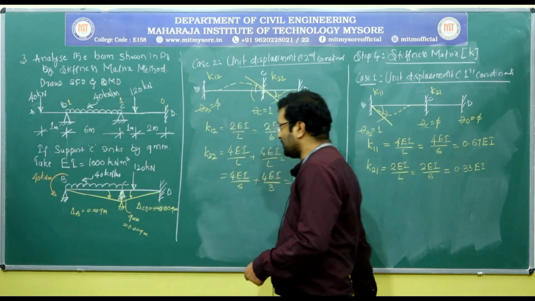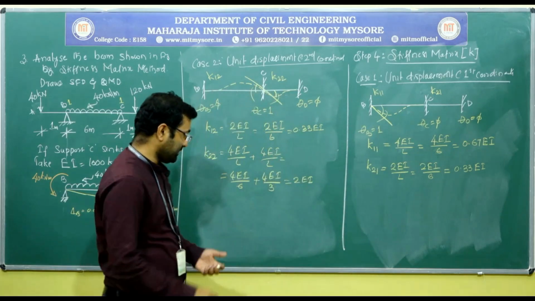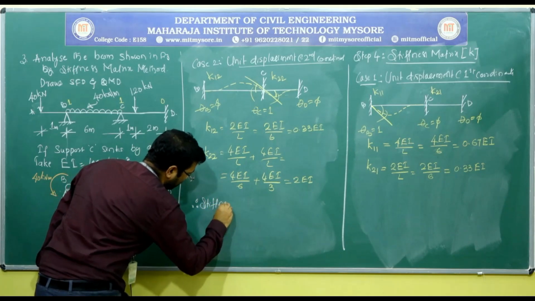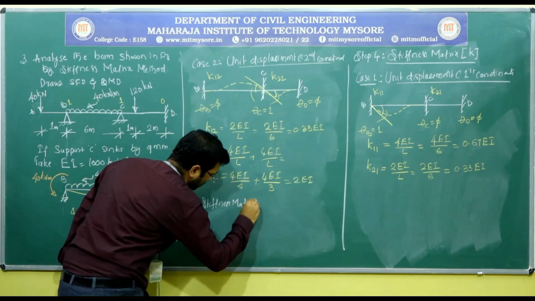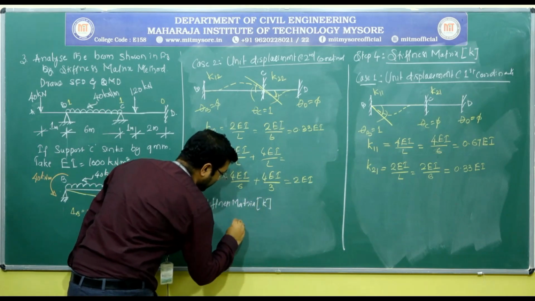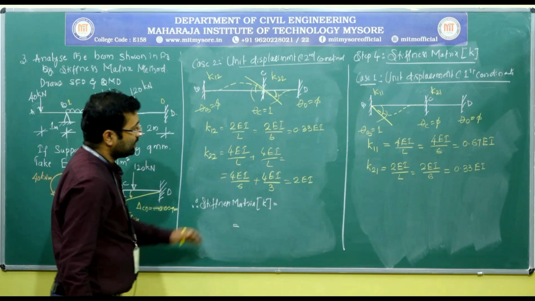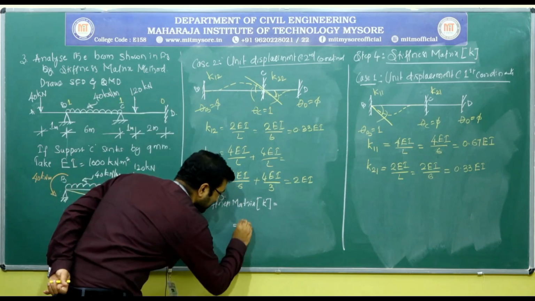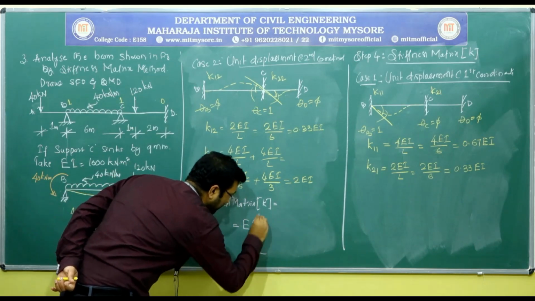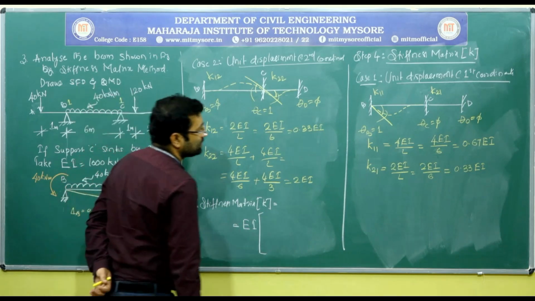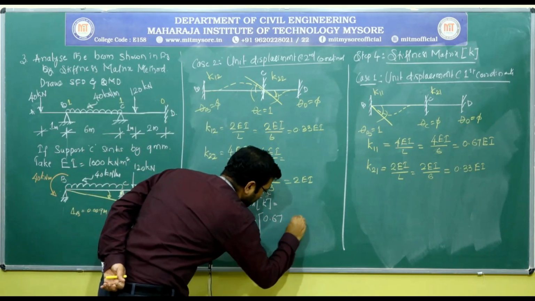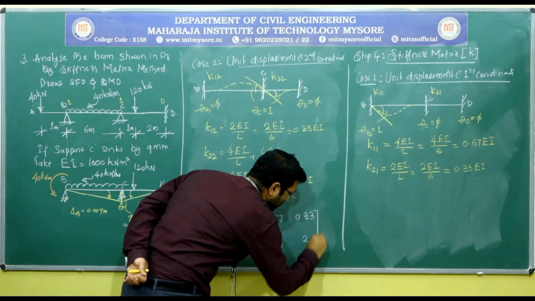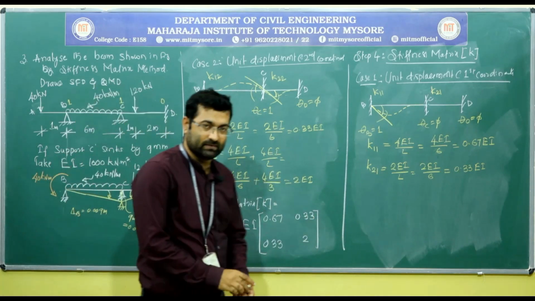Now, put all together, I will have the stiffness matrix. Therefore, the stiffness matrix K is equal to, you can see all the coefficients are associated with the EI value. So I will take EI common outside, then the values inside are 0.67, 0.33, 0.33 and 2. So this is the stiffness matrix.